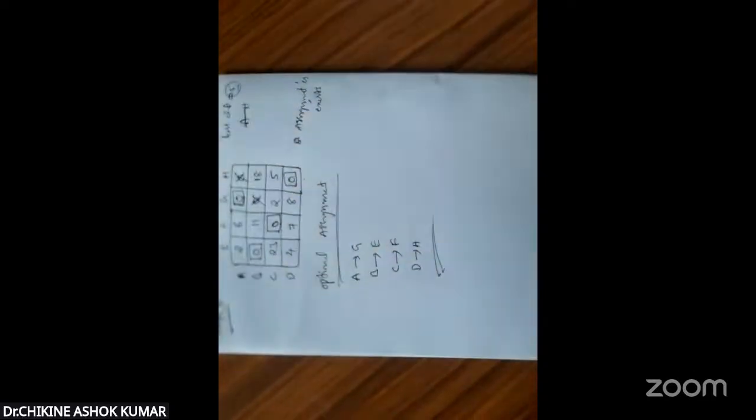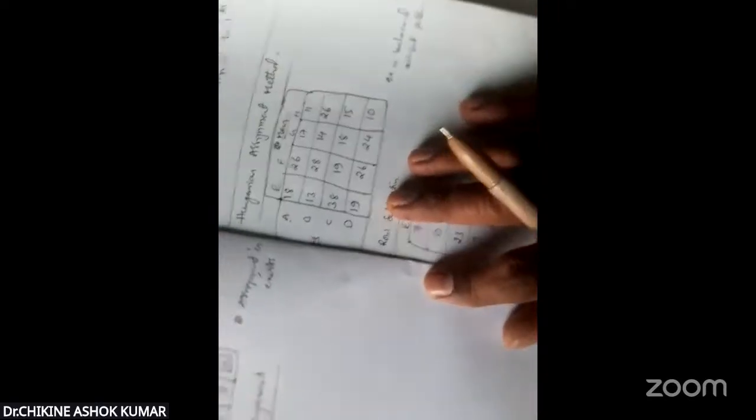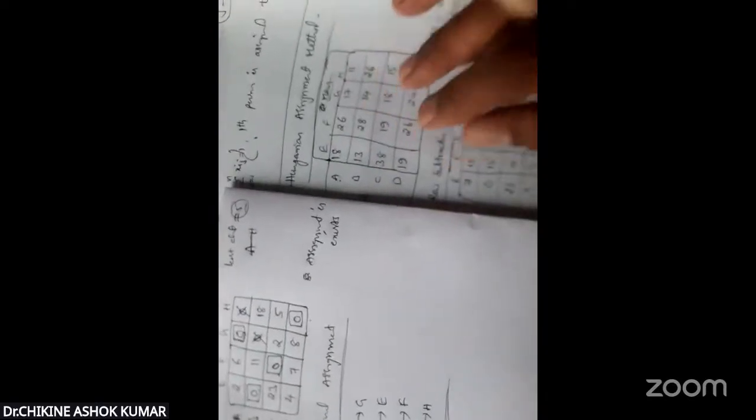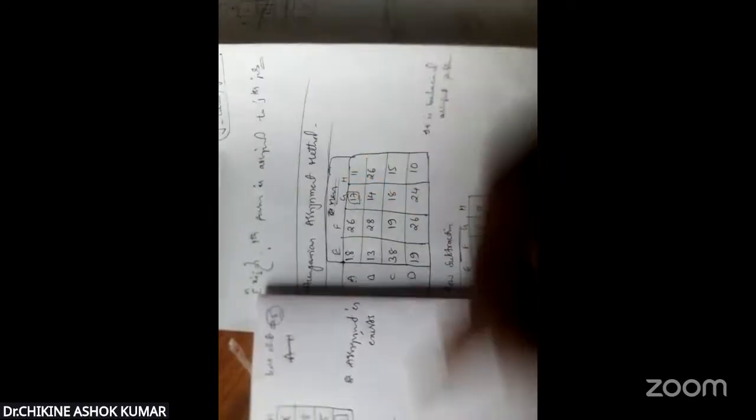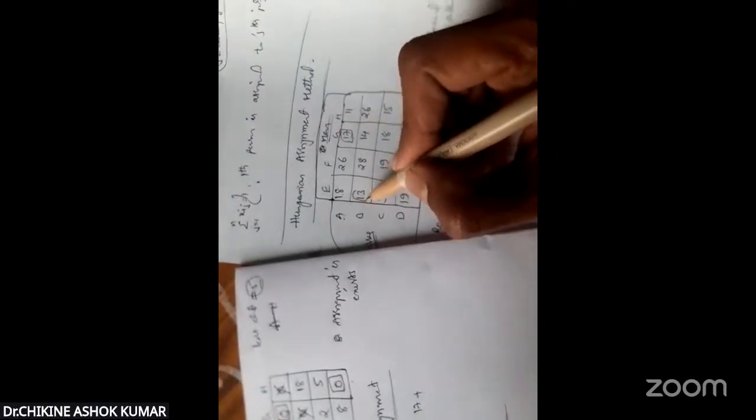Now go to the original question. What is our original question? This is our original question. See here. Now coming to the original question again. A is assigned to G. A is assigned to G means how much time he is taking? Yes, 17 hours. So this is 17 plus. Next, B is assigned to E. B is assigned to E means 13 hours.